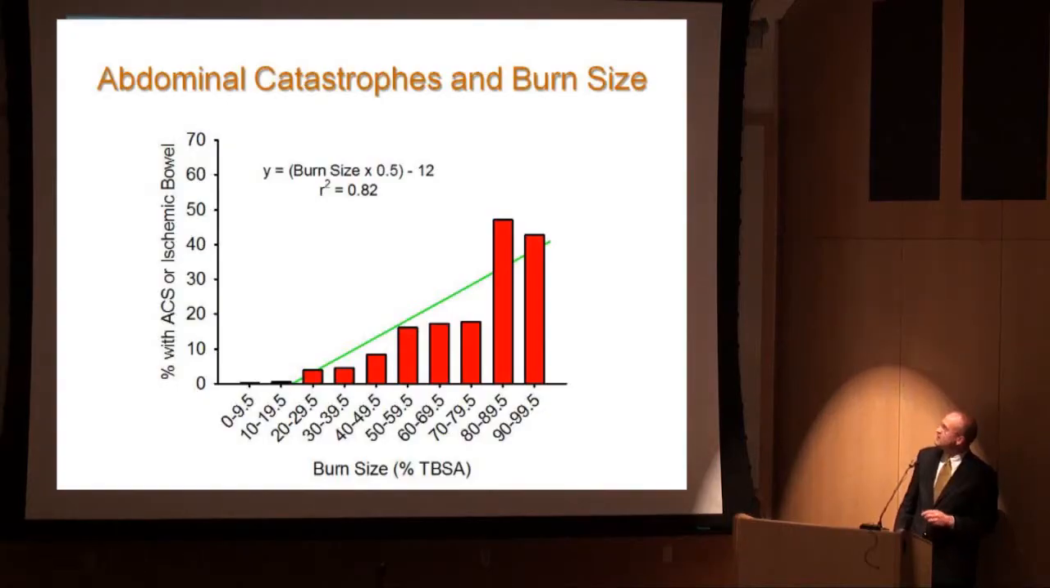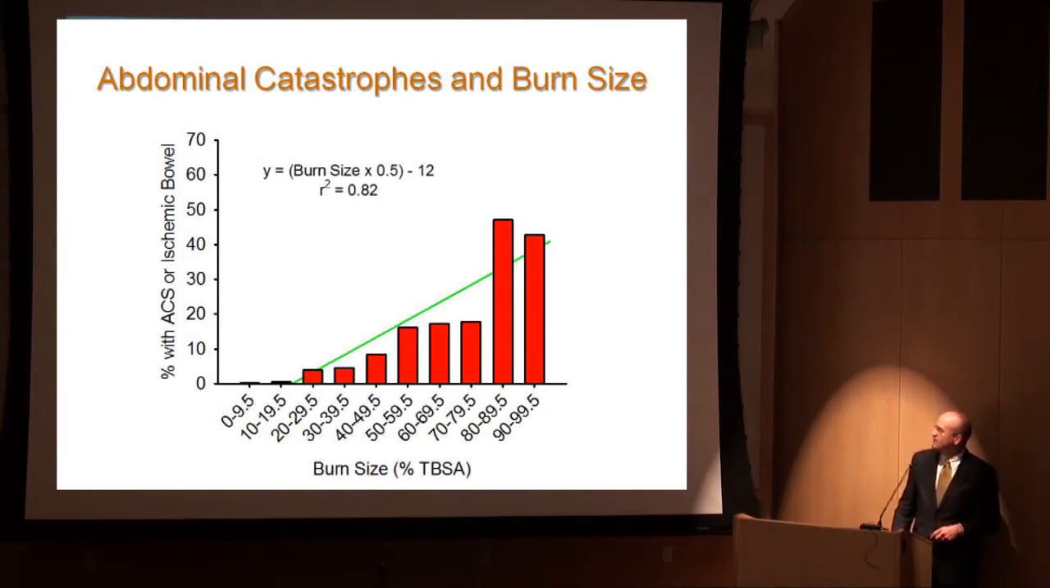There are some case reports of people surviving this, but our thought is, well, you should prevent it, really, rather than trying to figure out how to treat it. We did another paper that we presented at the Southern about abdominal catastrophes and burn size, and we found that there's a linear relationship between big burns.